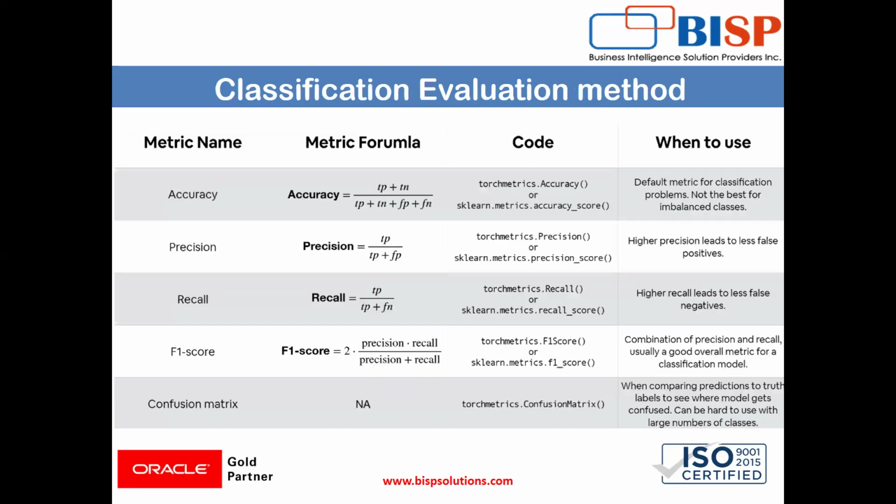Now you can see here some formulas: accuracy, precision, recall, F1 score, confusion matrix. All these codes will be utilized in our upcoming videos when we see each and everything in a practical way, right? Right now, just for information, you can have a look at accuracy, precision, recall, F1 codes, confusion matrix like this.